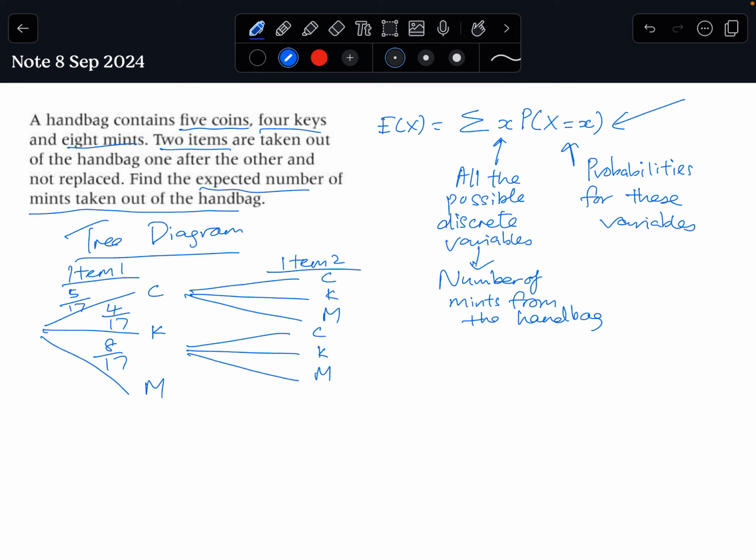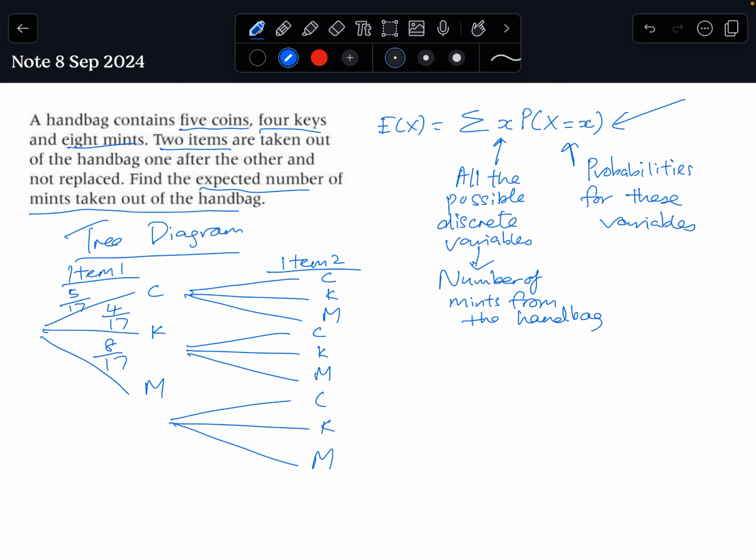C, K, and M. And I get this to be C, K, and M as well. Now, because this question indicates that there is no replacement, in other words, if you take an item out, you're not replacing the item, which means that you're going to have one less item after the first item is taken out.